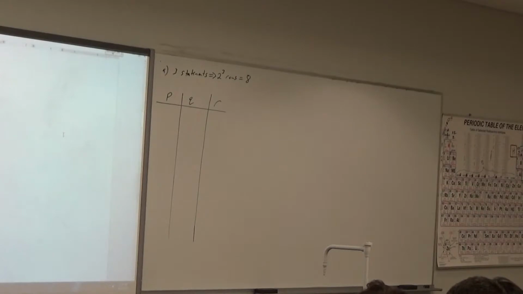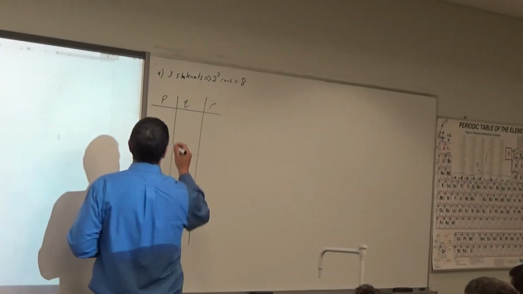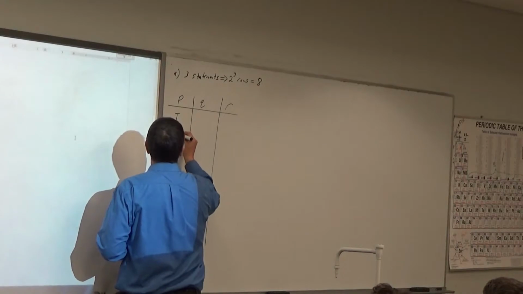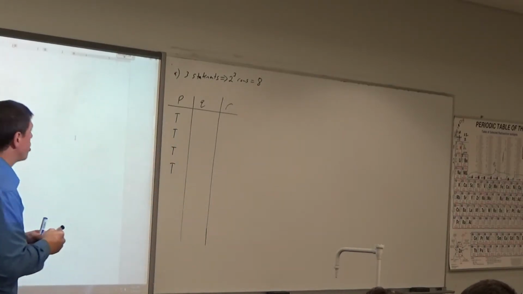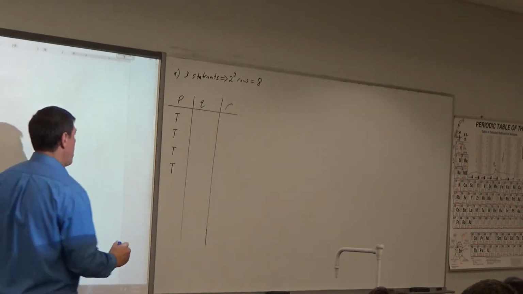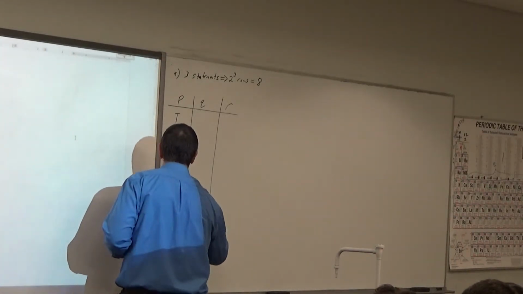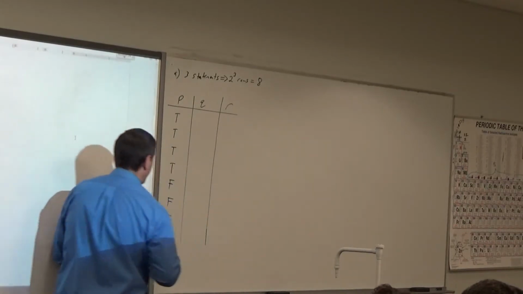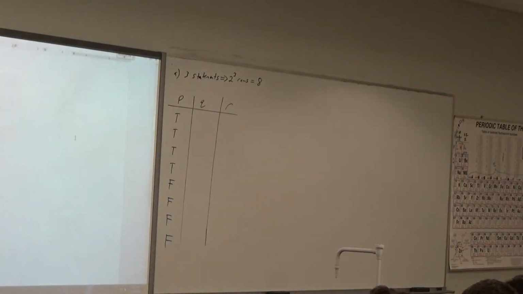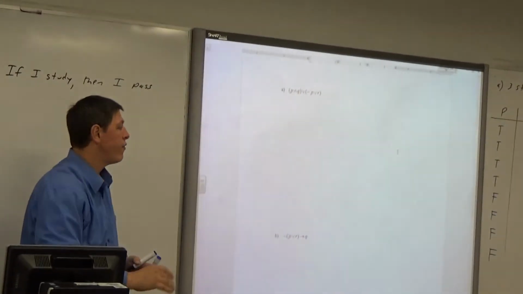I don't know if this is helpful. This is the way I always arrange it, because I think to myself, there's got to be 8 rows. The way I think about it is the first 4 of the P's should be true, the second 4 of the P's false. And by the way, this is an algorithm to get all of the different permutations for this. So the first 4 true, second 4 false.